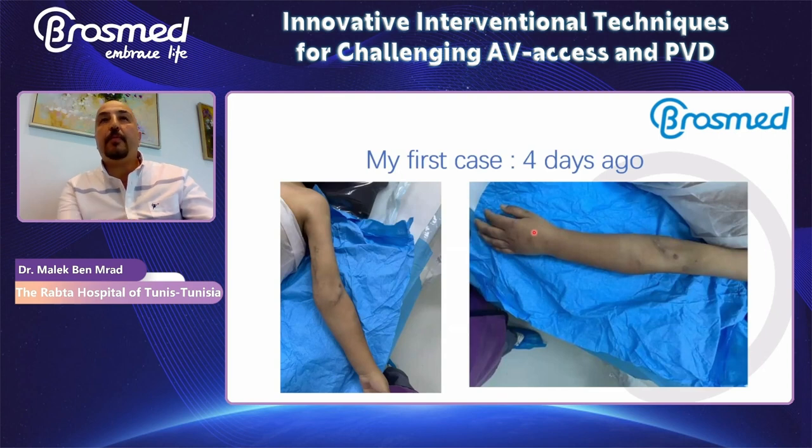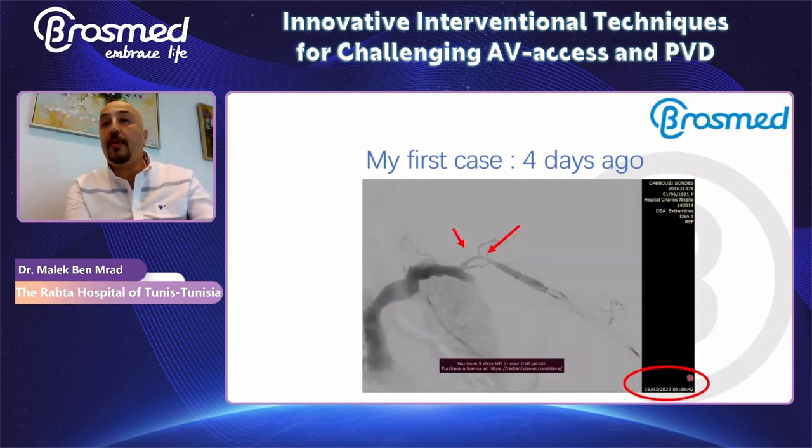Unfortunately, one month later, we had the reappearance of abnormalities during dialysis sessions, with prolonged compression time and drop of the pressure. We decided to take the patient back and do a second procedure. This procedure was done five days ago, the 16th of this month. You see here the first fistulography with the tight stenosis of the cephalic arch.